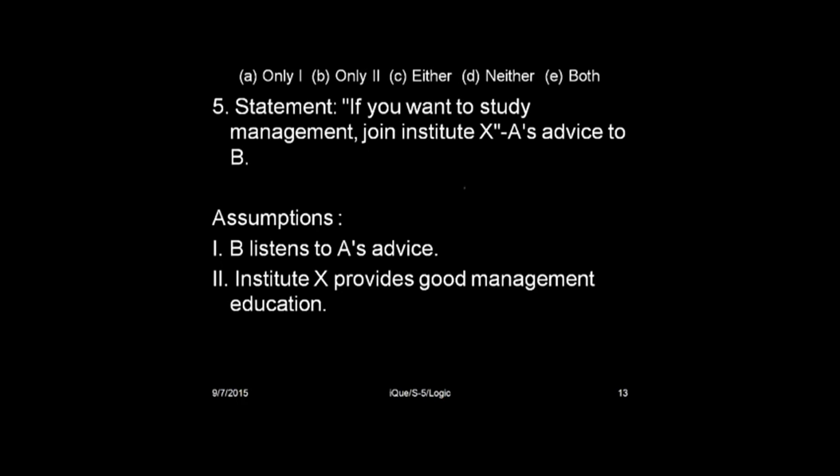Now, we assume that people generally give good advice, and it's only if Institute X provides good management education that A will give such advice to B. We do not assume ulterior motives or hidden motives, or that A has a hidden agenda or anything like that. We say that in a utopian world, if the institute is providing good management education, only then somebody would advise another person to study there. So the second assumption is also valid, and hence E for elephant. Both the assumptions are relevant.